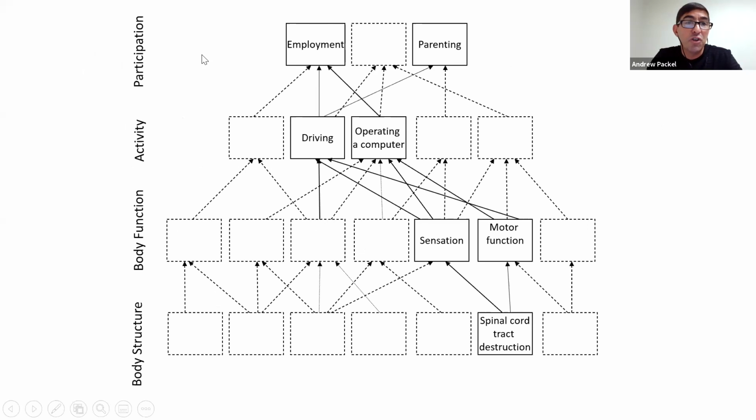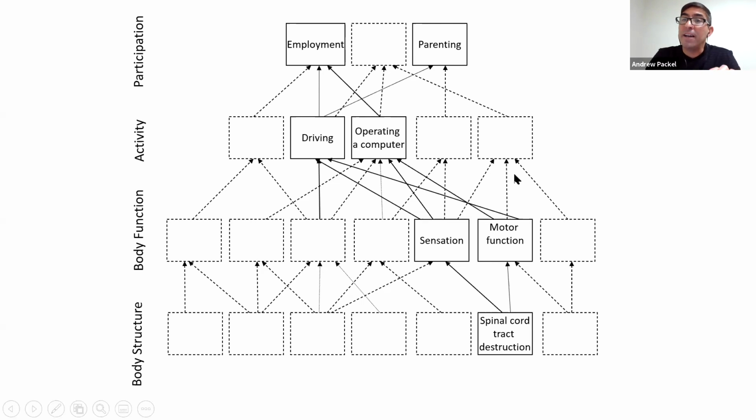In this hypothetical chart, you can see on the left we have different levels of the ICF, from body structure, body function, activity, up to participation. We would refer to this as an enablement map. At the bottom level, under body structure, we may be working with a patient who had a spinal cord injury, and so some destruction of spinal cord tracts. These may lead to deficits in sensation and motor function, which may interfere with the ability to drive or operate a computer, which may then interfere with employment and parenting.